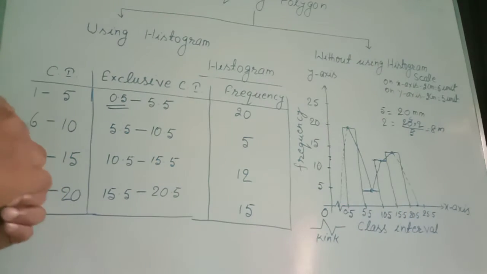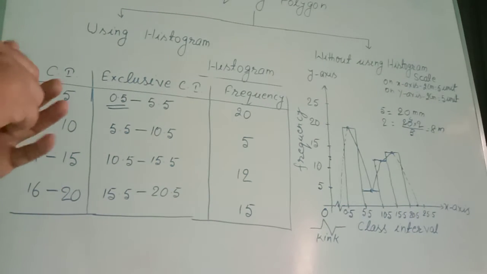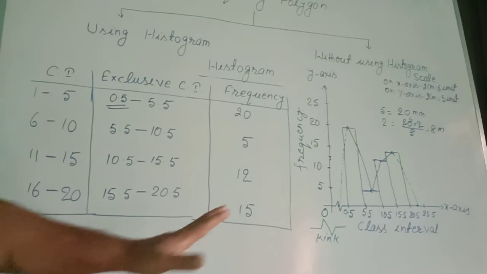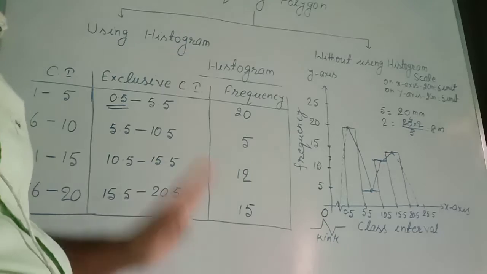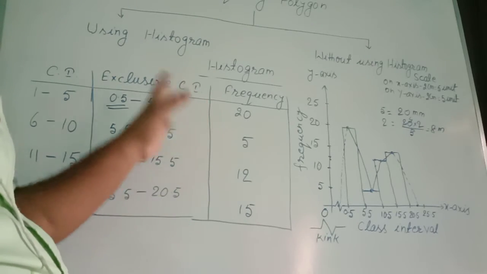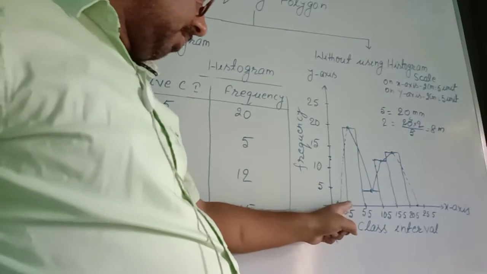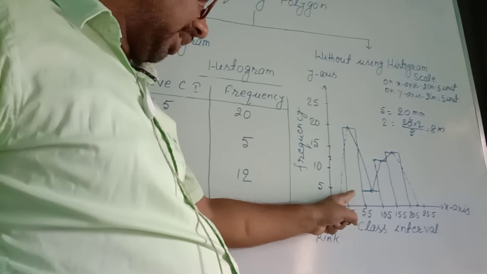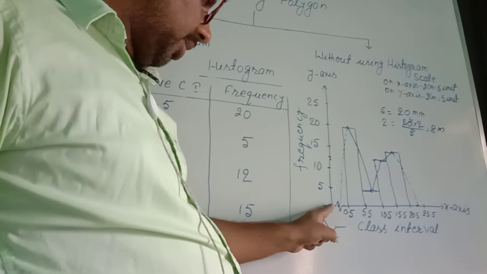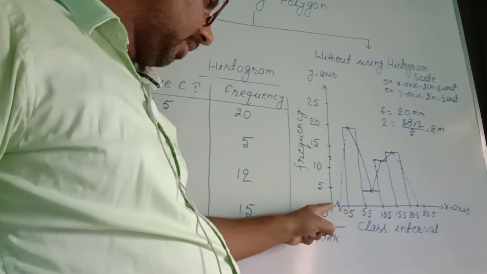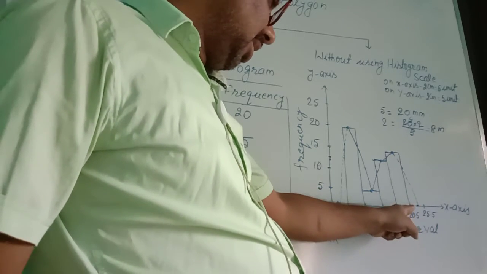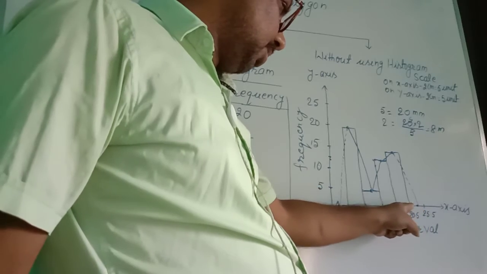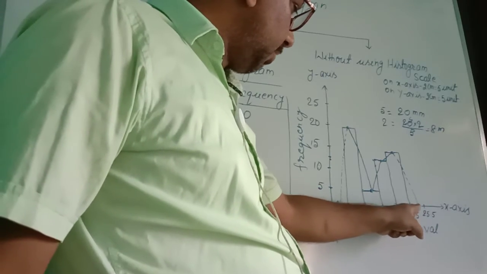So what are we seeing in the frequency polygon? We use the middle point of all these rectangles. One more thing: since we are using the histogram, before the first rectangle you choose the middle point of this gap. This is 2 centimeters, so the middle point will be 1 centimeter. And after the last rectangle, you choose the middle point of this gap. This is 2 centimeters, so the middle point will be here.